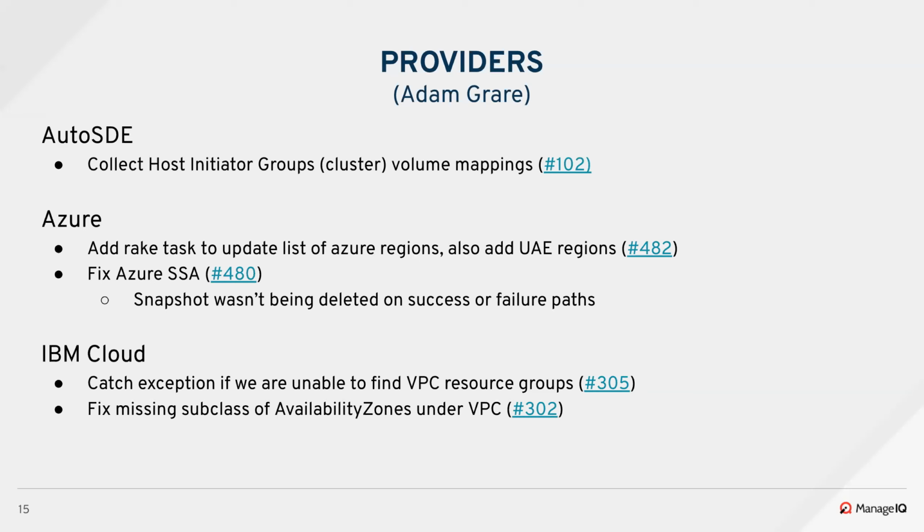We also fixed a missing subclass of availability zones. So all the AZs that were being collected by the VPC provider were of the base type. They didn't have a subclass, and this was causing issues in some other PRs that we were trying to do. Next slide.